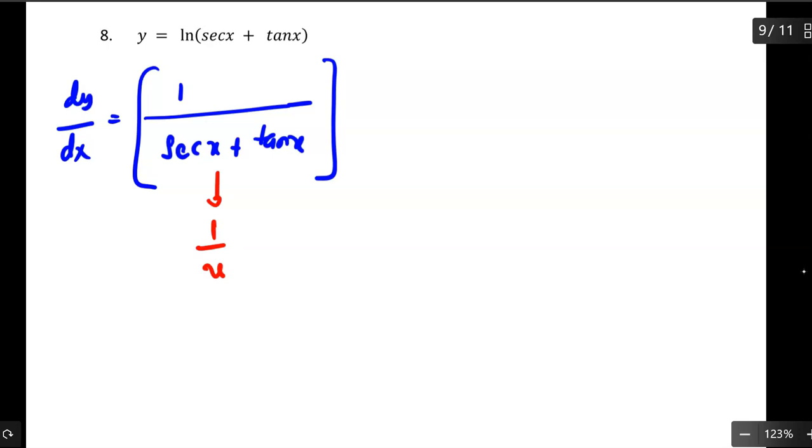Now I will multiply by derivative of secant of x plus tangent of x. So derivative of secant of x is just secant of x again and multiply by tangent of x. What is derivative of tangent of x? It is secant squared of x.